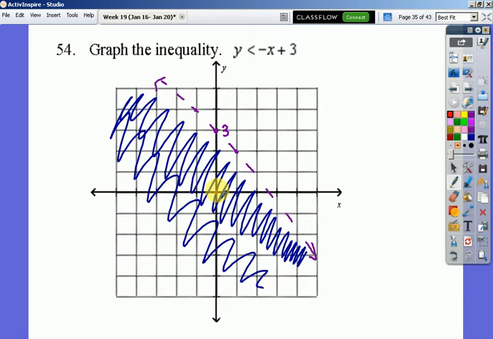So if we wanted to check 0, 0, we can do that because my line does not fall on 0, 0. So I'm going to check to see if that's true. Is 0 less than 0 plus 3? Well, 0 is less than 3, is it not? So I can shade towards the point 0, 0. That is another way to determine your shading if for some reason you don't remember the above or below thing. Any questions?